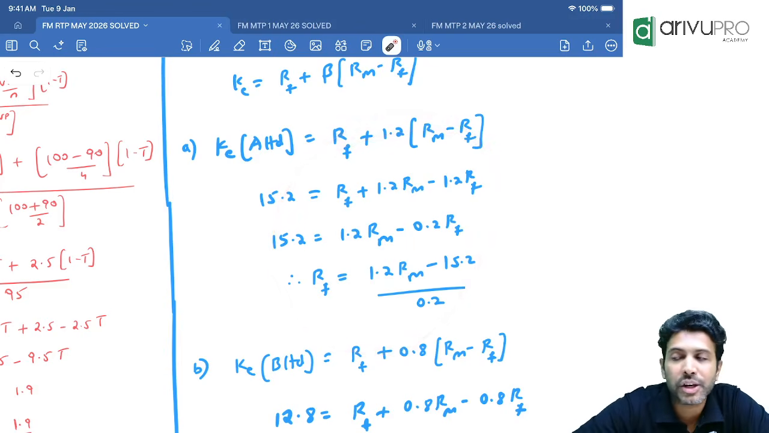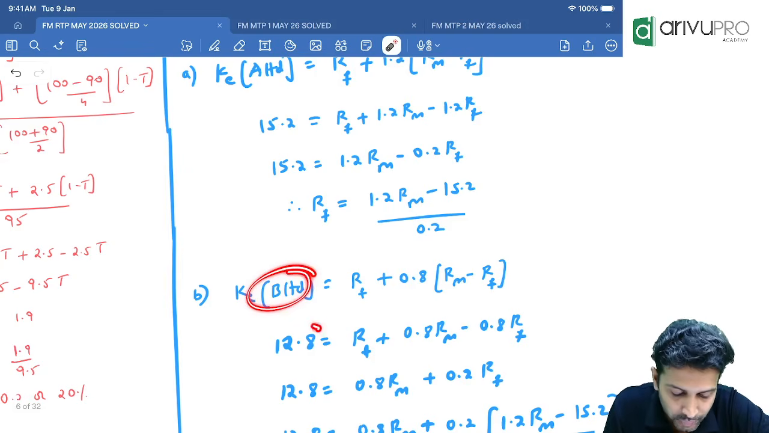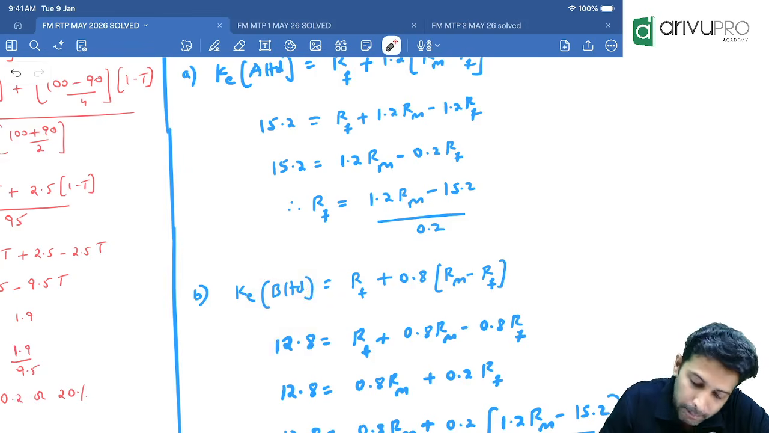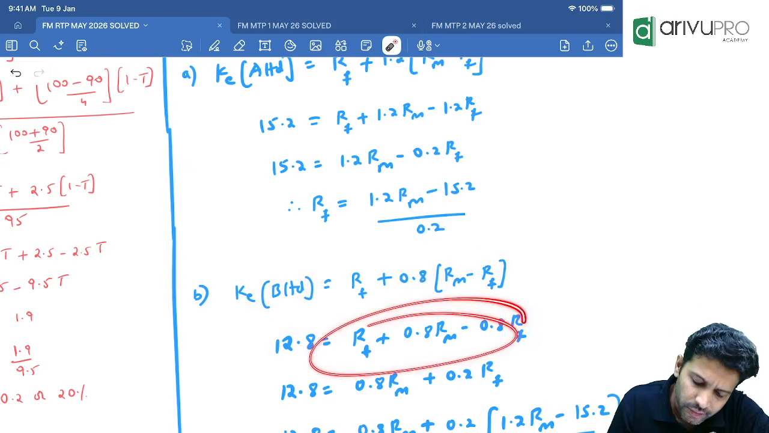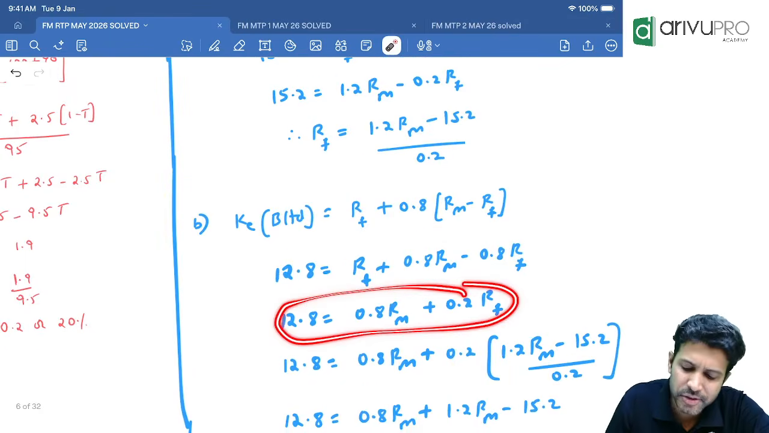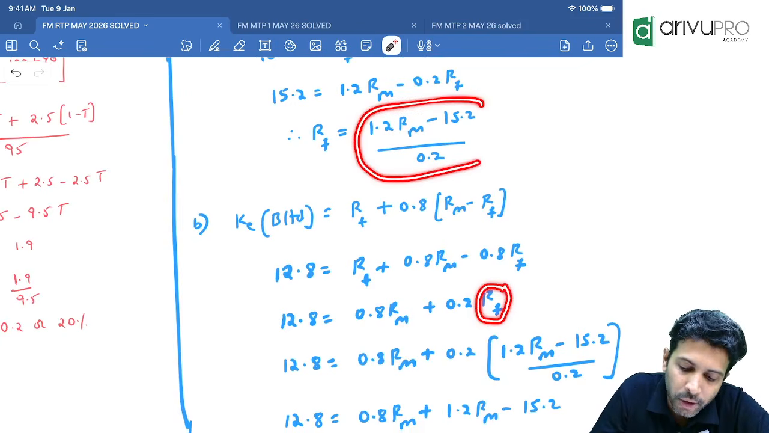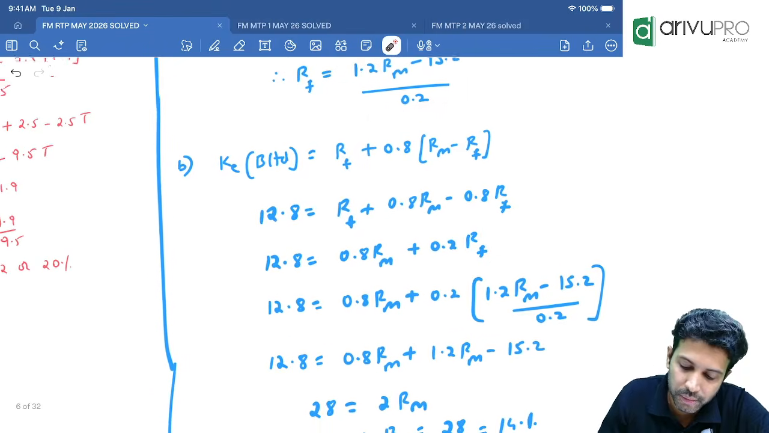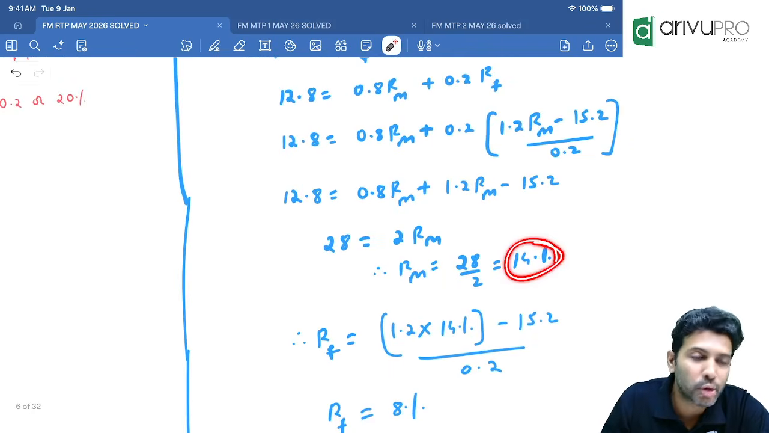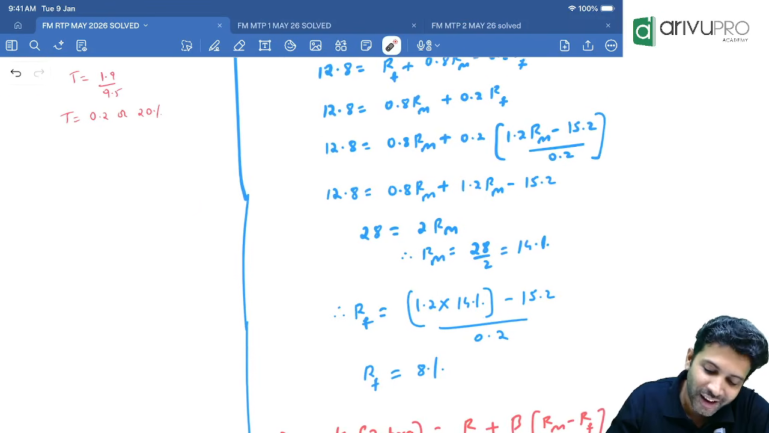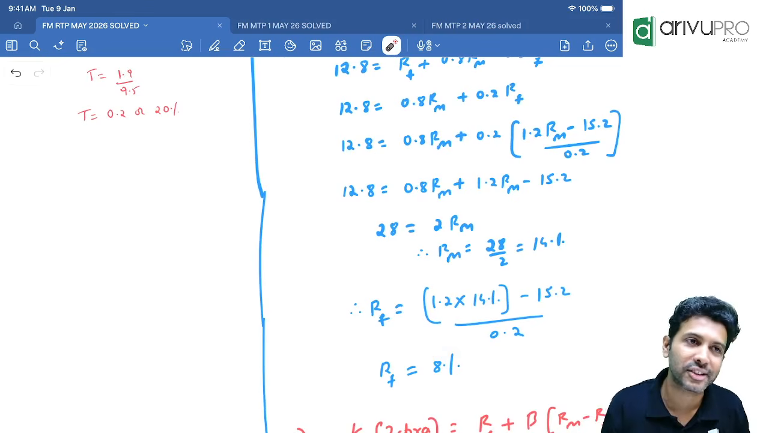Like this, we have one equation, and even B Limited's equation we also have. Cost of equity of B Limited is given to be 12.8. Beta of B Limited they have given, but RM, RF not given. Solve, and once you get a particular number, substitute. Wherever RF is there, instead of RF I'll write 1.2 RM minus 15.2 divided by 0.2. Substitute, and when you solve, you'll finally get RM to be 14%. Through RM, you'll be able to get RF to be 8%. Pure substitution, equation solving, nothing else.